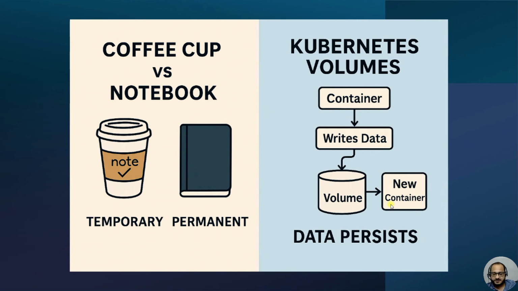So this process is called data persistence. In this case we are not losing any data. Whatever files or data we created as part of container 1, the same data we can get when the new or replacement container is created. So this process is called data persistence.